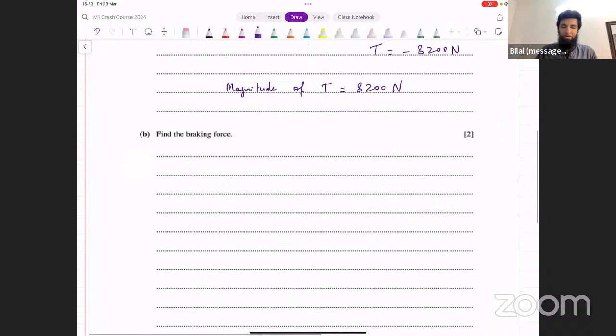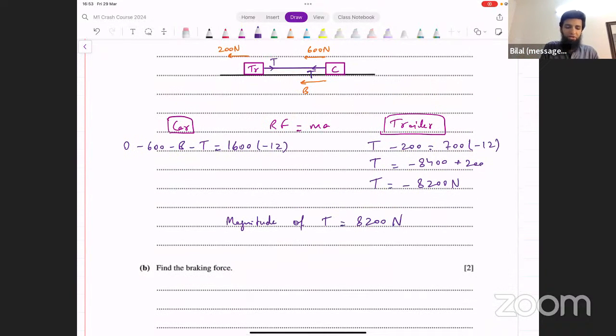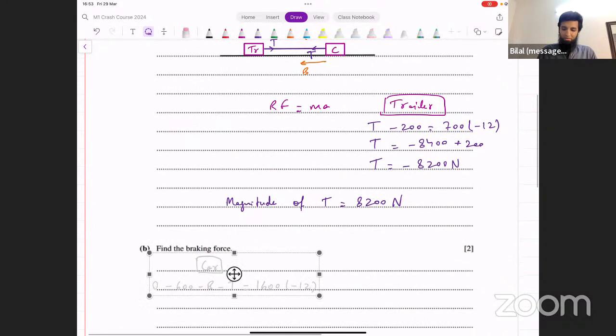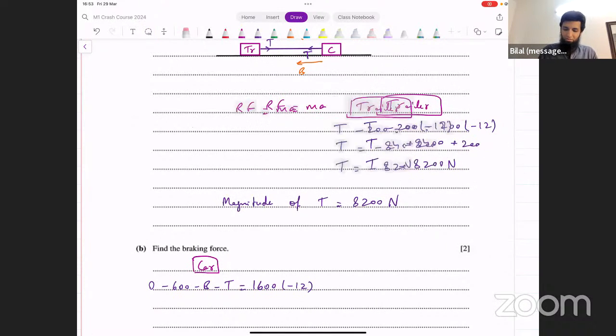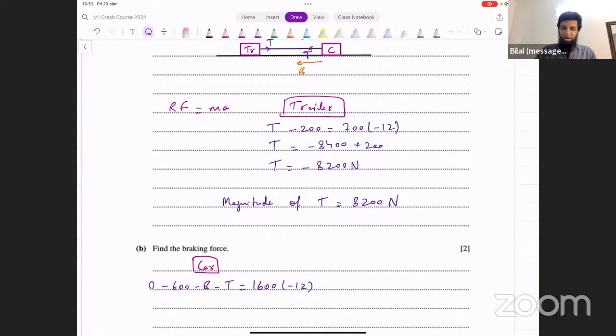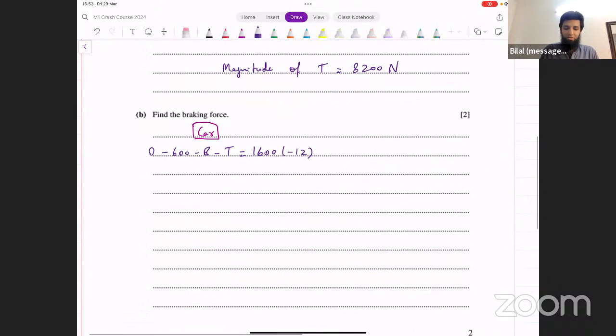Let's look at the second part now. Now, we did not really use the Carr equation as such. The second part asks us to find the braking force. So basically, this B, that's what they're asking for in the second part. For that, we can use the second equation for Carr. In the first part, we just used the Taylor equation. Now we can use the Carr equation. Just input values in this now.